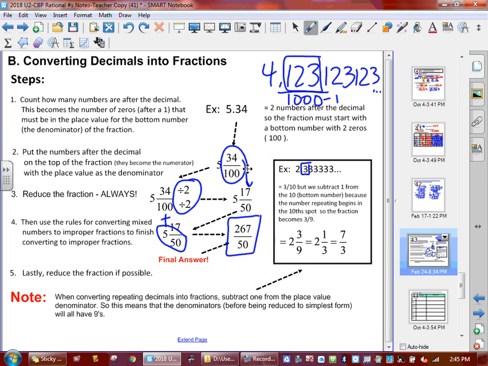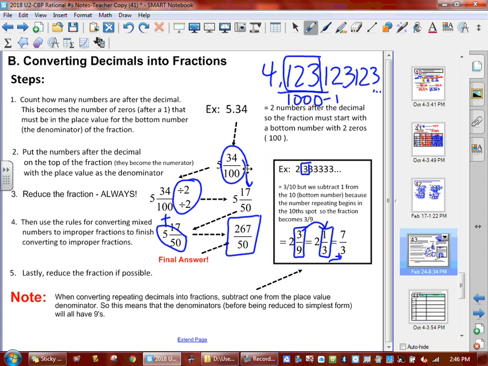So he'd be 3 over 10, but we subtract 1 from the bottom. So he's 3 over 9. But we know 3 over 9 reduces. They both divide by 3. So we both divide by 3 and reduce it to 1 over 3. Then we convert to an improper fraction. Okay? Those are the rules. If I'm not with you, those are the steps. Okay? Let's take a look at writing them now.